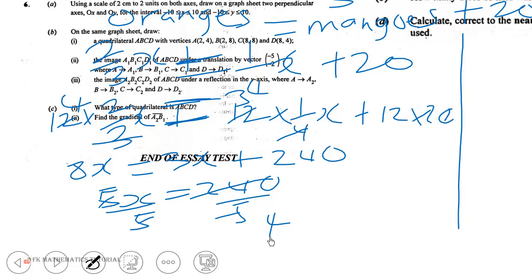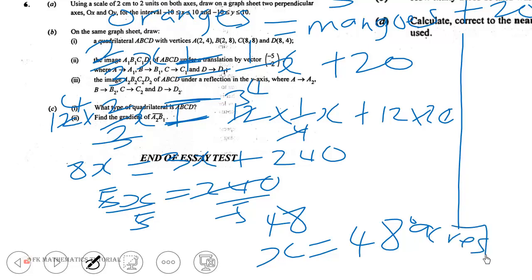If 5 will go into 200, that will be 40 times, and 5 will go into 48 times, so it is 48. X equals 48. So 48 acres of land. So that is the B part that we just answered. Now the C part.